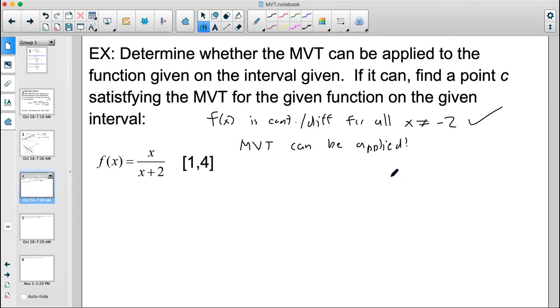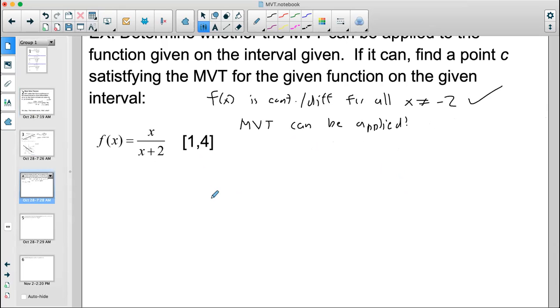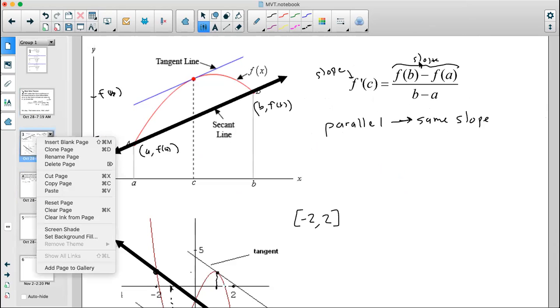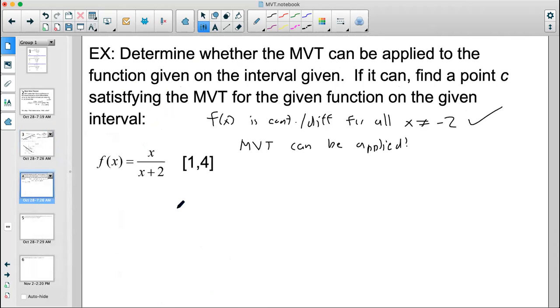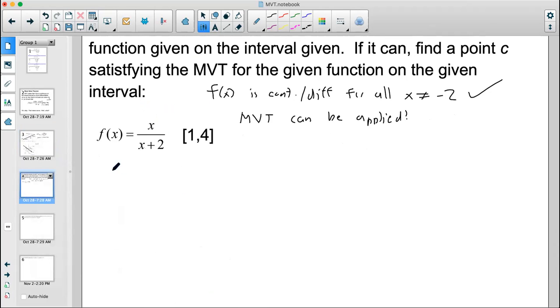And now it says use it, show that it's true. For these, it's good if you want a step-by-step process. First, figure out what f of b minus f of a over b minus a is, because that's just a number. Then take the derivative, set them equal, and find x. So we're going to do the first step, which is to find f of b minus f of a over b minus a. So this is b, and that's a.